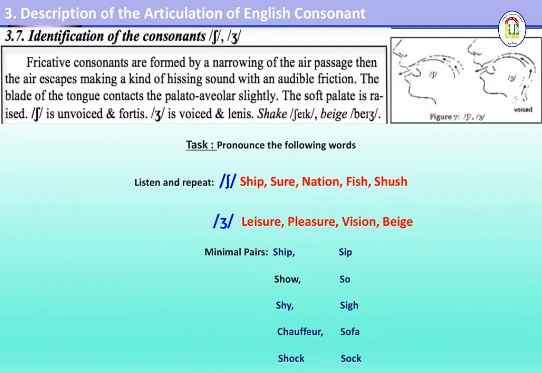The soft palate is raised. Sh is unvoiced and fortis. J is voiced and lenis, like in shake, beige, not beige like in French.